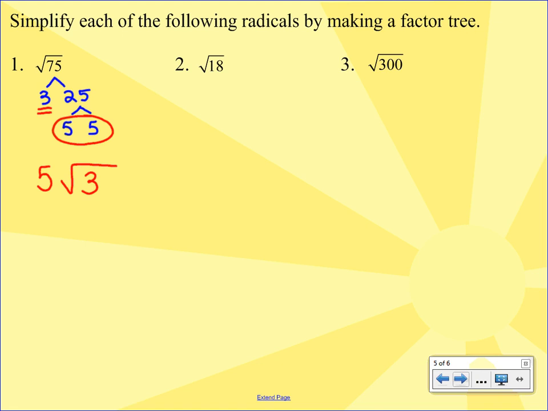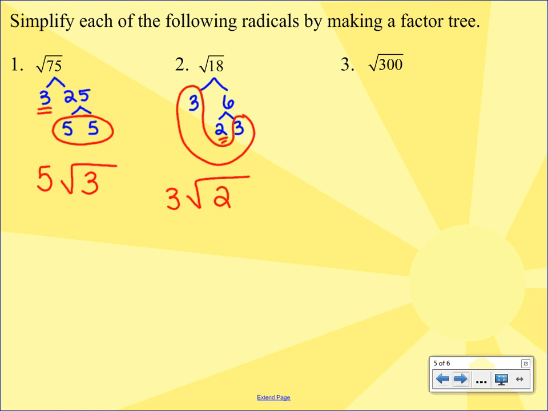Number 2, we have the square root of 18. Let's use 3 and 6. And then we can break the 6 down into 2 and 3. And again, we're just looking for any pair of numbers. So here we have a pair of 3s. And we have a single 2. So we are going to draw a radical symbol. And pairs go out. So the 3 is going to go out. And the singles are going to stay in. So the 2 stays in.